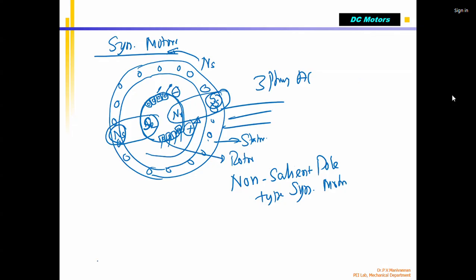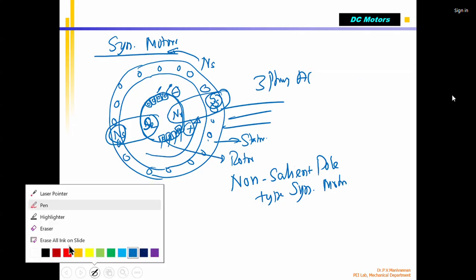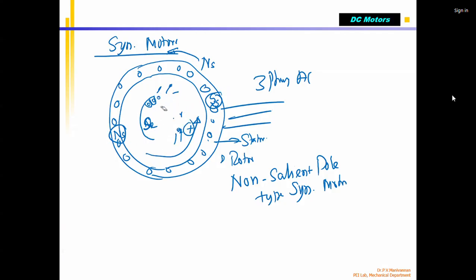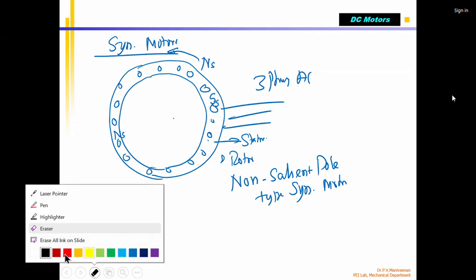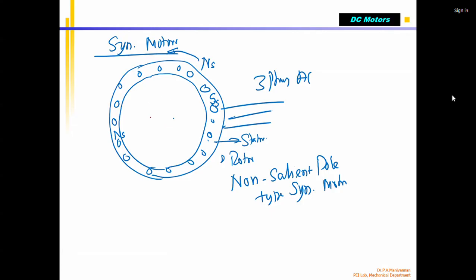Other than this one, the other type is called the salient pole type motor. It is circular in shape, but there are projections. Many times they show it like this. The coil will be wound over this.